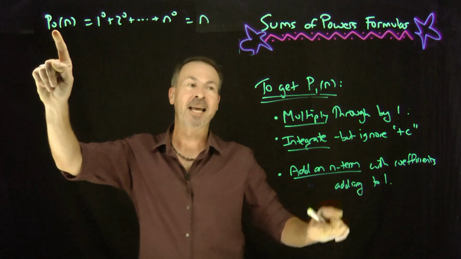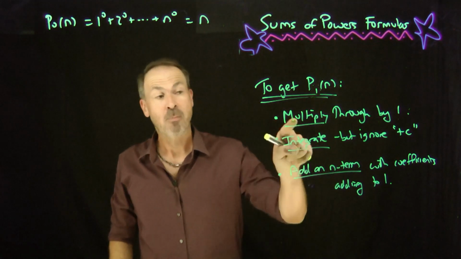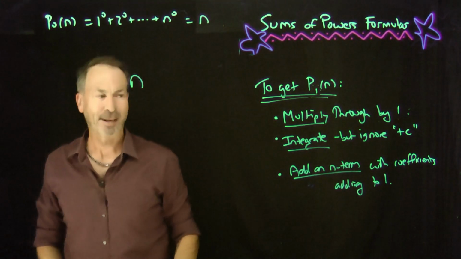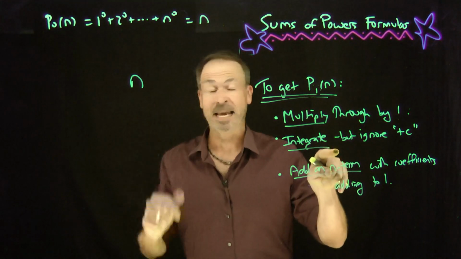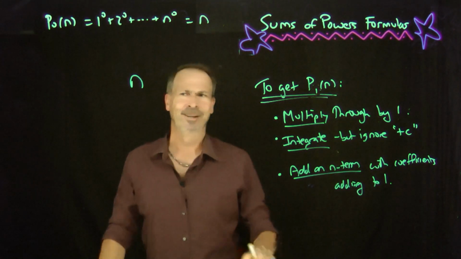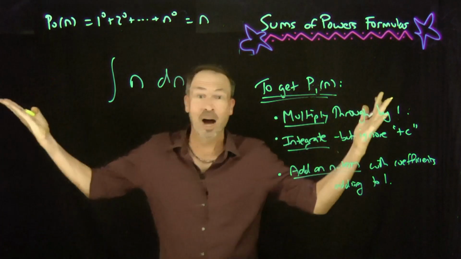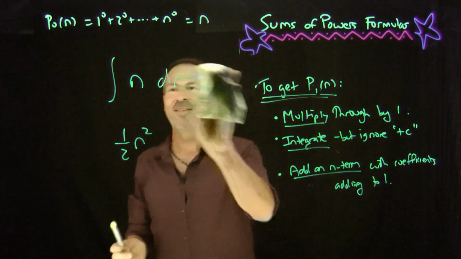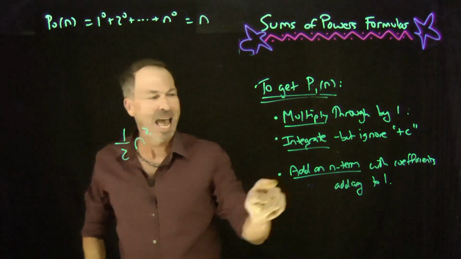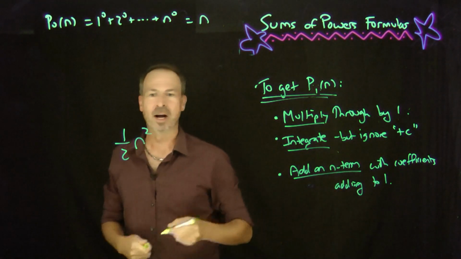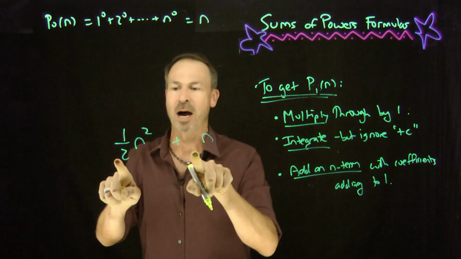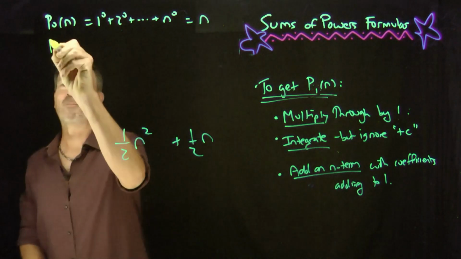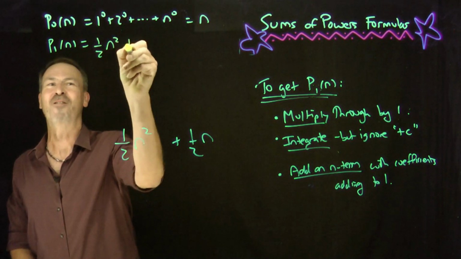To go from this formula to the next one, p1 of n, do the following. Multiply through by 1. So right now I've got n, multiply through by 1, I still have n. Then integrate this with respect to n, but ignore the plus c. This is kind of wild and wacky. What did I tell you? Wild and wacky. The integral of n is 1/2 n squared. I want to write the plus c. Don't. Leave it at that. And then add an n term, so the coefficients add to 1. So add something times n, so the coefficients add up to 1. Half plus a half adds up to 1. And voila, there's your formula for p1 of n, and it really is the formula we had before.